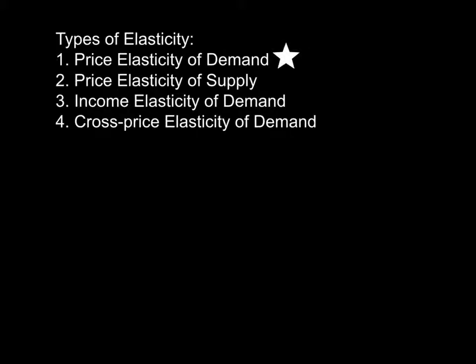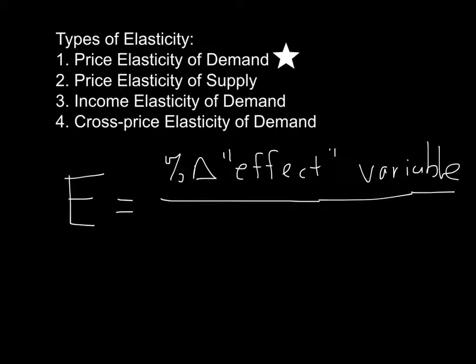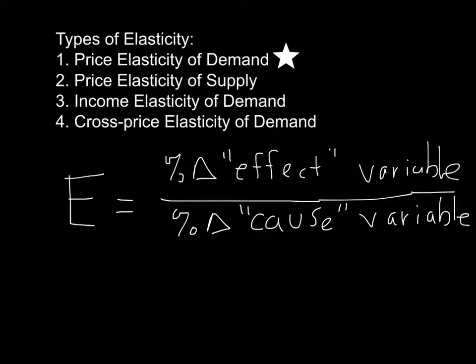In each of these types of elasticity, we can think of a general formula where E, which is going to represent a coefficient of elasticity, is going to be equal to the percent change in a variable that we can think of as an effect variable, divided by the percent change in what we're going to think of as the cause variable. And we'll give you an example of this.